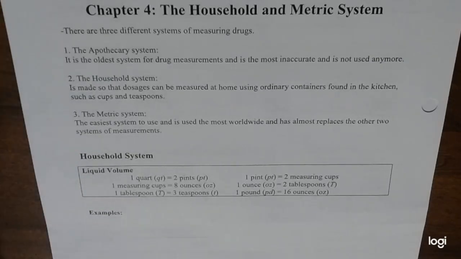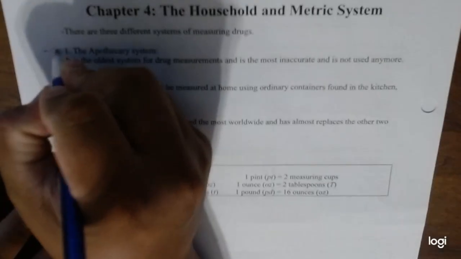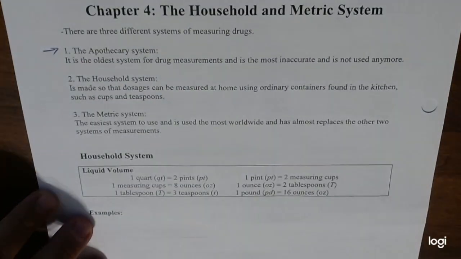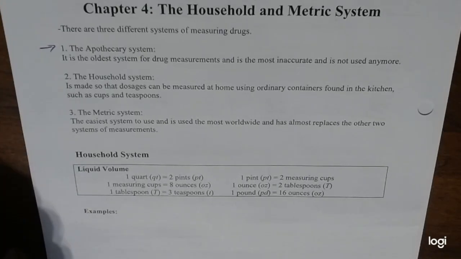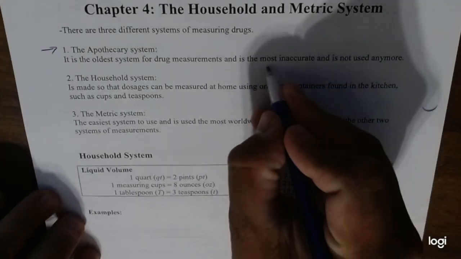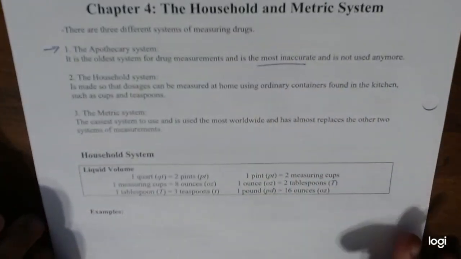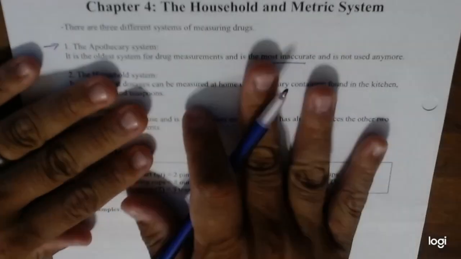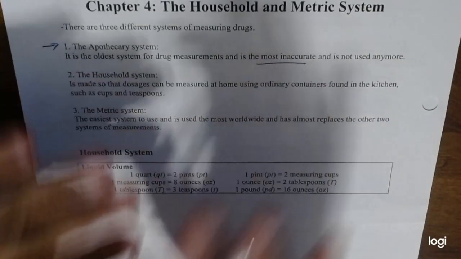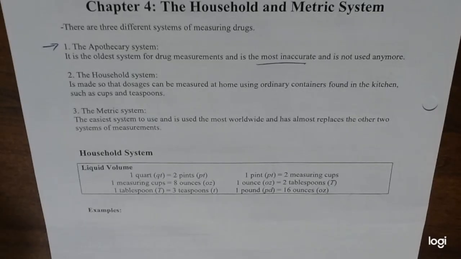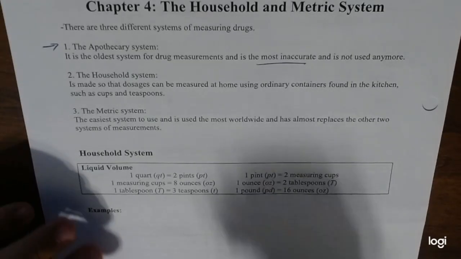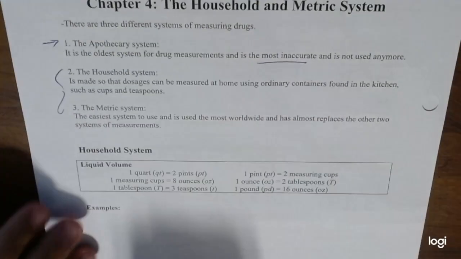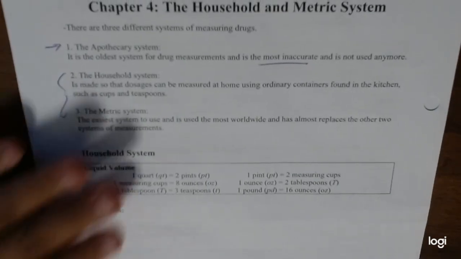The first type of method is the oldest of them all. I can't even say this, the apothecary system. I think that's how you say it. It is the oldest system of drug measurement and is the most inaccurate as well. That's the reason why we don't even use it anymore. It was pretty much done in the olden days, the medieval ways of doing it. Again, very inaccurate, but a little history lesson. The main ones we care about are the next 2. Those are the most important ones, the household and metric system.